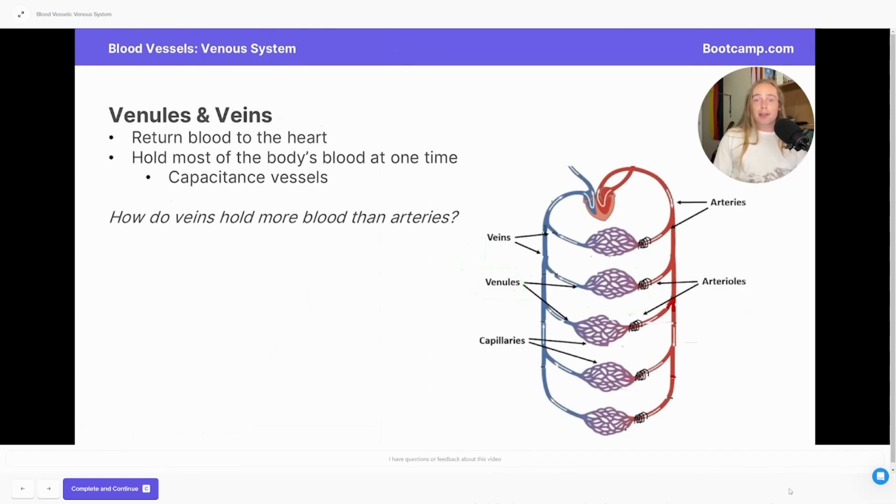Veins are much wider than arteries, meaning they store much more blood. At any moment in time, most of your body's blood is actually found within the venous system. Because of this, veins are known as capacitance vessels, meaning they essentially act as a storage unit for our blood. So why do you think veins are able to hold so much more blood than arteries?